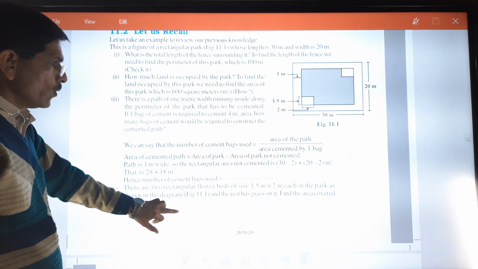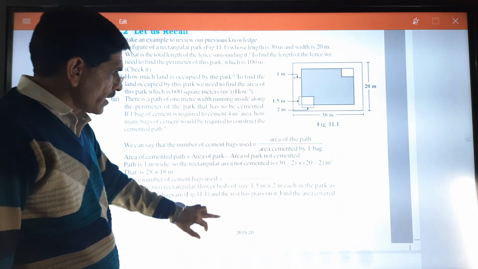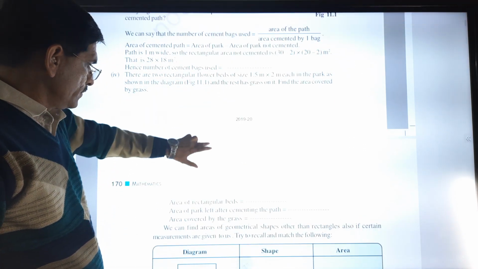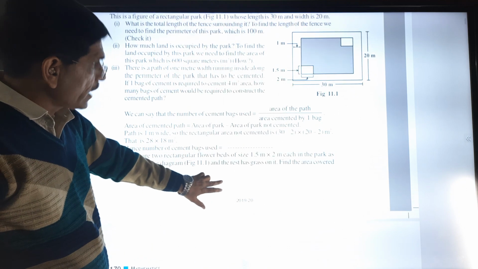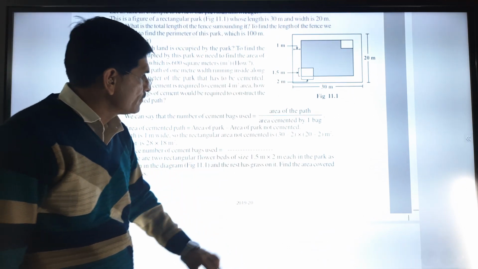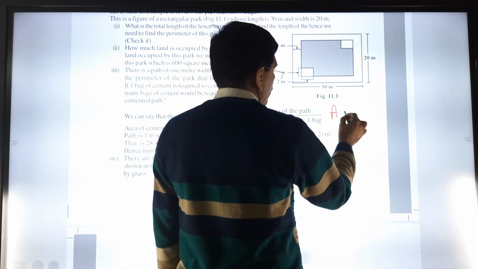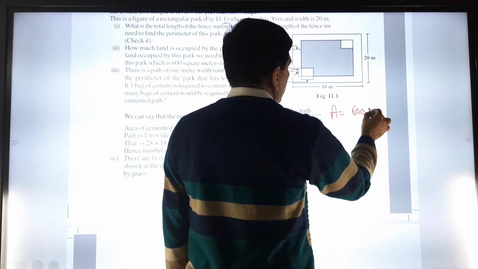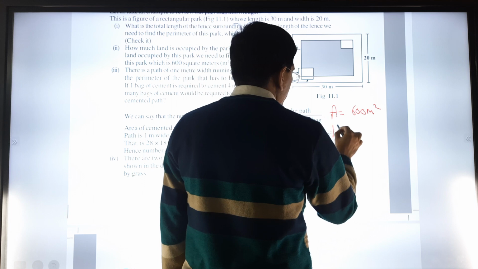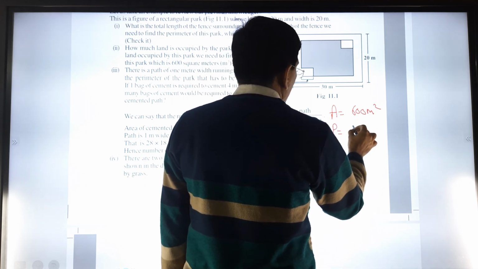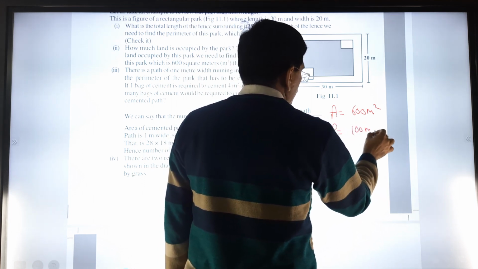Now we go deeper inside. First of all, we are doing some more sums related to it. Now, area we have got 600 meter square. Perimeter we have got 100 meter.